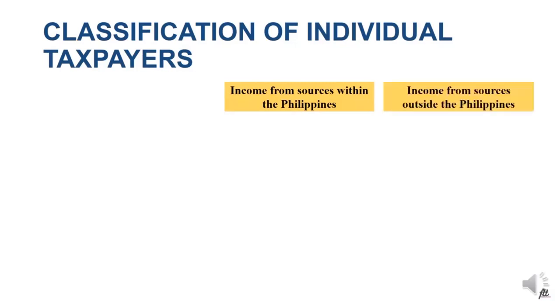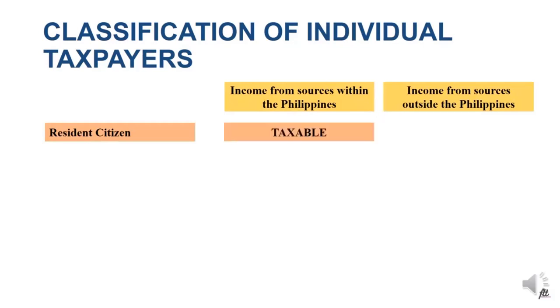So to summarize, we'll have this illustration. We have the income from sources within the Philippines. This is the situs. When you say situs, meaning the source or the location, and then income from sources outside the Philippines. So for resident citizen, any income derived within the Philippines shall be taxable using the normal tax. When I say normal tax, this means the graduated rates or the 8% optional rate or the final tax. And any income from outside of the Philippines shall also be taxable if you are a resident citizen.